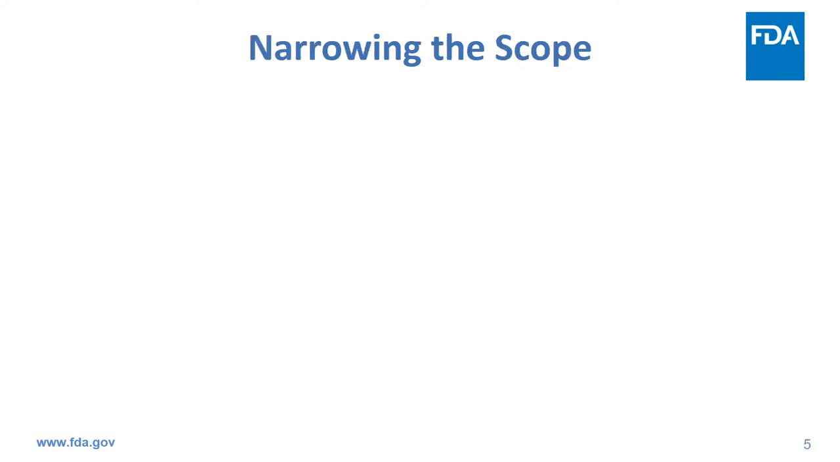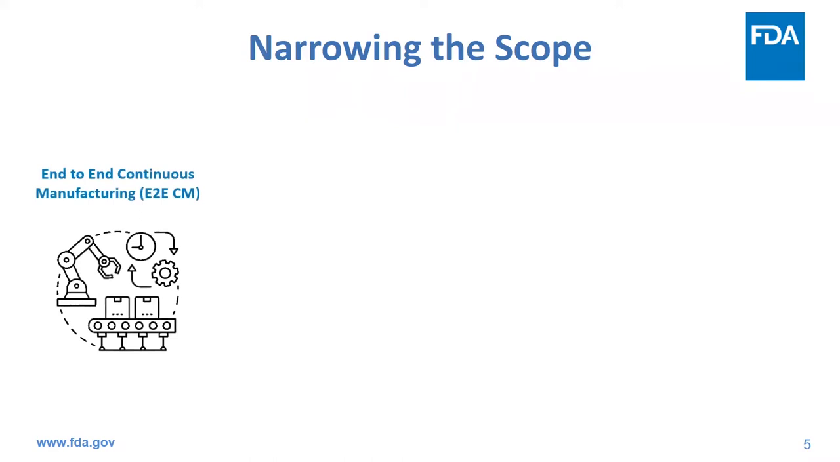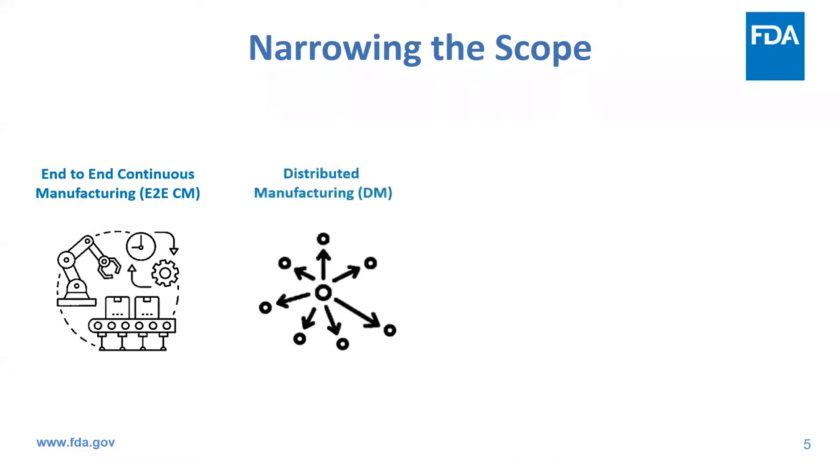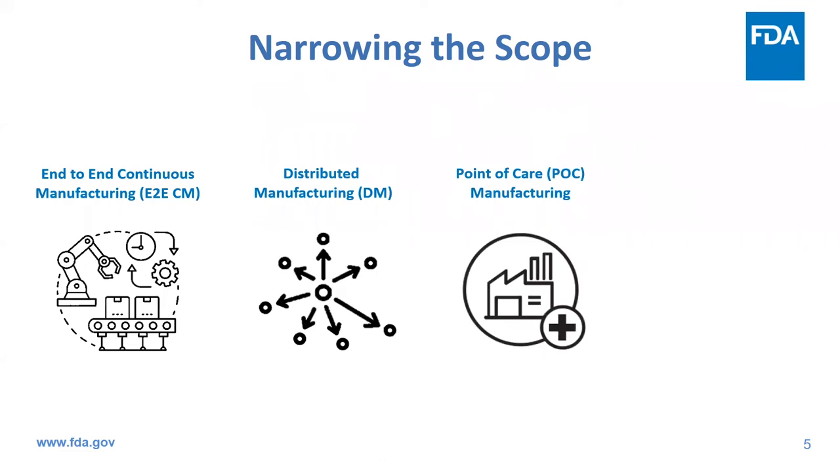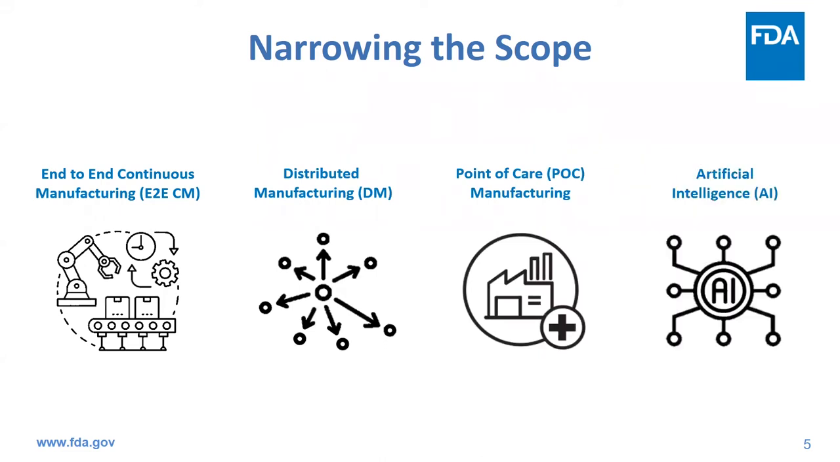So because of our engagements through the Emerging Technology Program and because of these workshops, we've now identified 4 technologies that we believe will play a major role over the next 5 to 10 years. The first is end-to-end continuous manufacturing, or we call it ETECM. The next is distributed manufacturing, or DM. The next is point of care manufacturing, or POC. And then the final one is artificial intelligence, which everyone knows is AI. Now, I want to explain a little bit more about how we are defining these technologies.